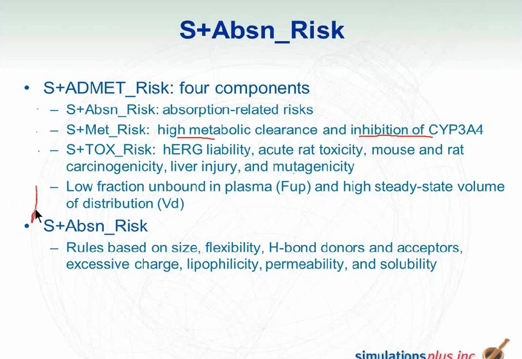And then finally, we have 2 other properties which aren't associated with specific risks, but are counted in the ADMET risk. One is a low fraction unbound in plasma, and then a high steady state volume of distribution. And if you have a high volume of distribution, this may indicate that the molecule is going into the tissues rather than being available at the therapeutic site in cells, etc. ADMET risk is based on size, flexibility, hydrogen bond donors, acceptors, excessive charge, lipophilicity, permeability, and solubility.